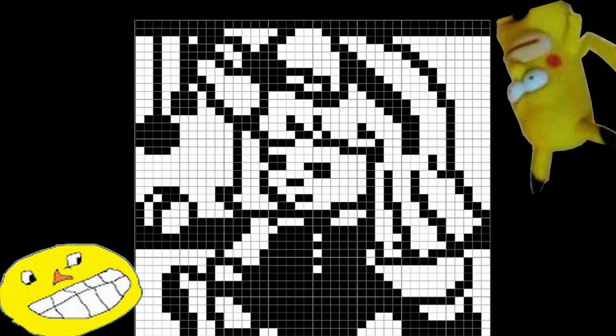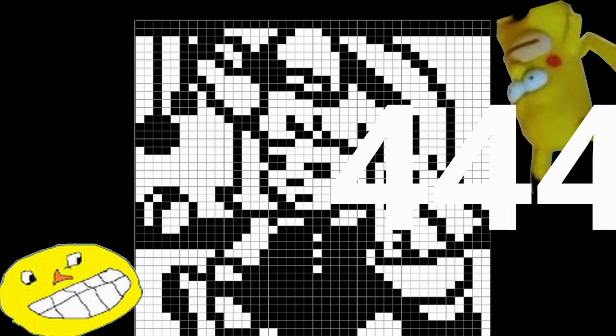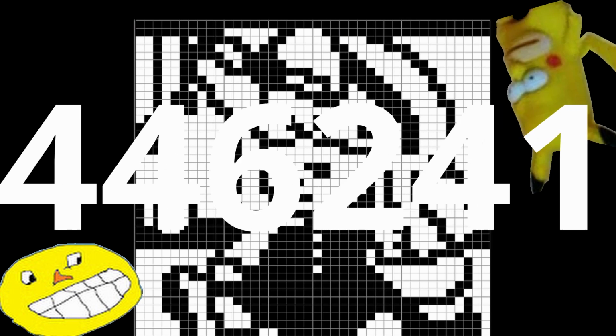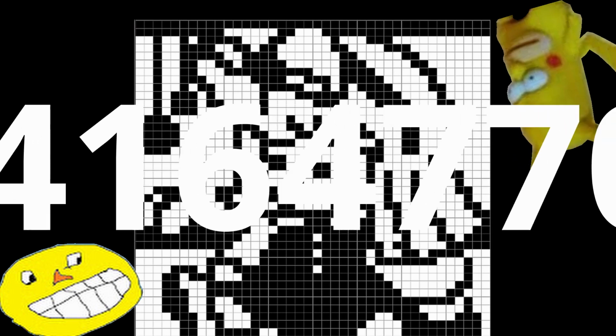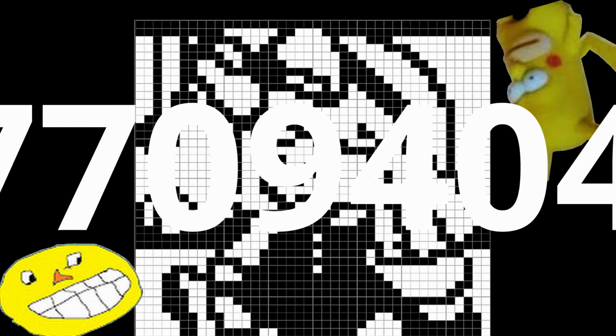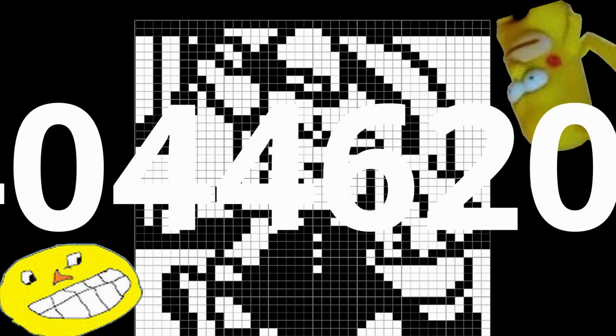Whoopsie-doo. However, we don't know the state space search for a 40 by 40 nonogram. Well, we know how to calculate, so the answer is 4444624177094. 044.